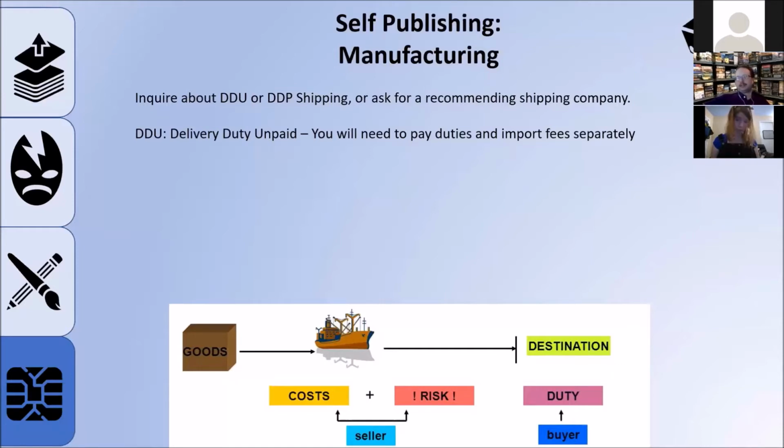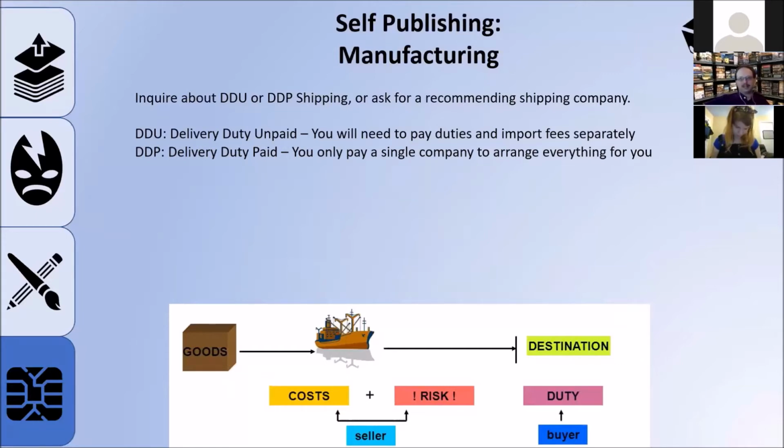So if DDU is delivery duty unpaid, DDP is delivery duty paid. So they take care of getting through customs and the import fees and everything for you. You're only paying a single bill. So this is actually very, very important because the bill for customs and import usually comes in a few months after the product has arrived. So if you're not planning for the import fees and customs fees and everything, this will come as a surprise when you get the bill in the mail later on.